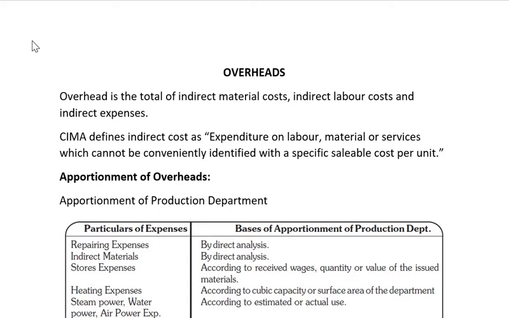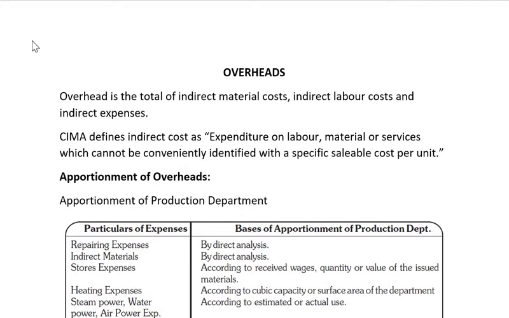Let's take an example. Suppose you are paying rent for a factory. So whether 1 unit is produced or 0 units are produced or 1000 units are produced, you have to pay the same rent. So indirect expenses have no relation with the number of units produced.